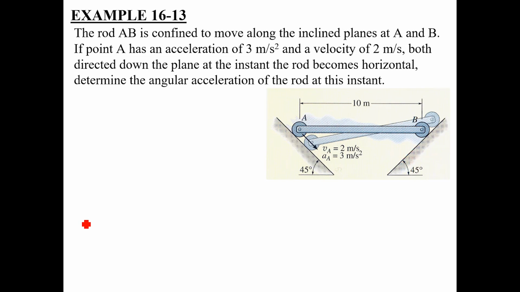Now, since omega is not known to you here, and in order to apply the relative acceleration equation, you will be requiring that omega. So it means that first of all, you need to perform the velocity analysis, and then you are going to perform the acceleration analysis. Okay, before proceeding on to the velocity analysis, what type of motion this link AB is undergoing?